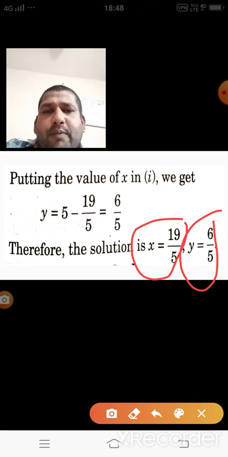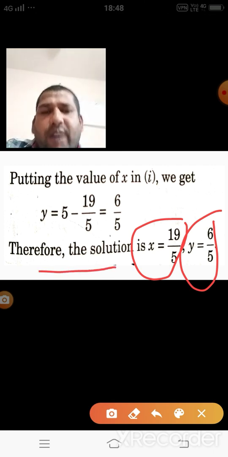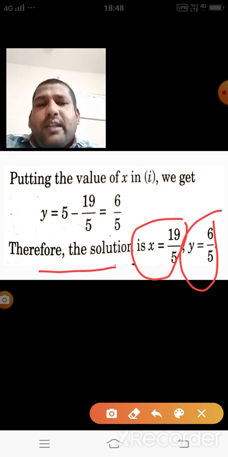For writing this in the board examination, you get half marks. You should write the statement at last about what we are finding. We are finding the solution. Then the values of x and y are the required solution.